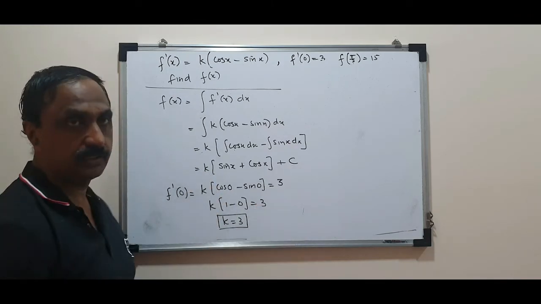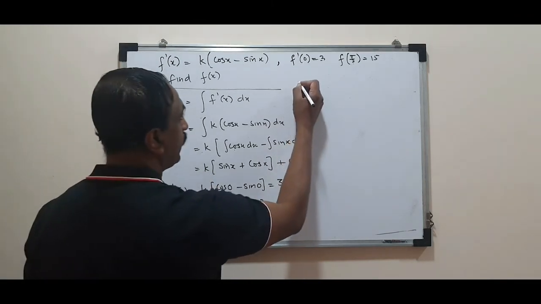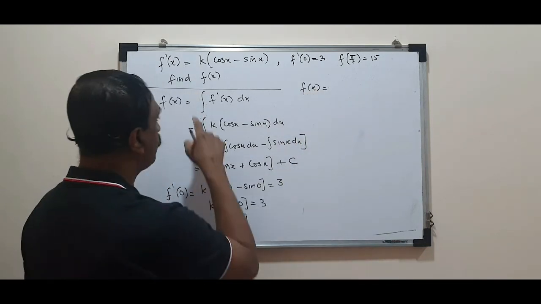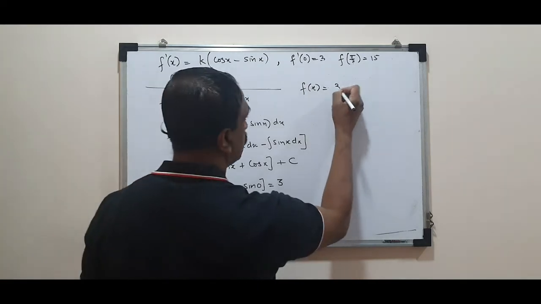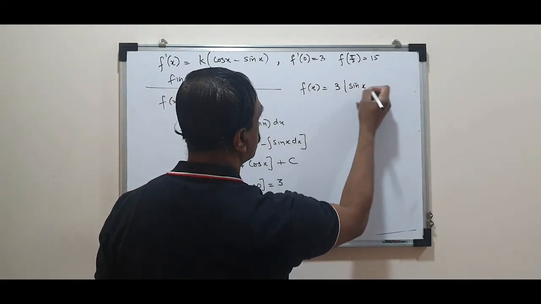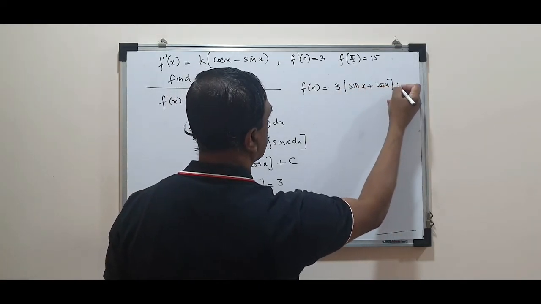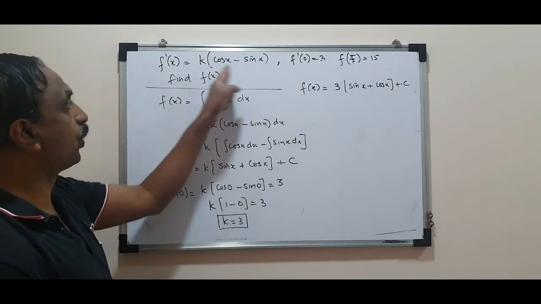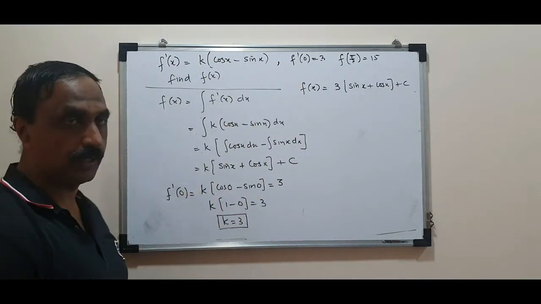Now we need to calculate c's value. So I'm going to rewrite f of x. Therefore, f of x is equal to, instead of k, I'm going to write 3 into sin x plus cos x plus c. Remember, first I used f dash of 0, so original function I substituted and got k's value.